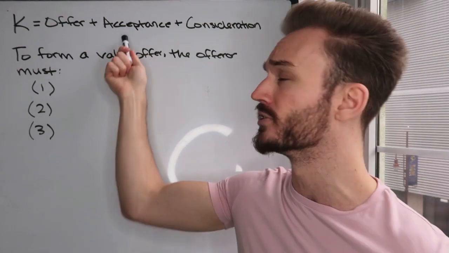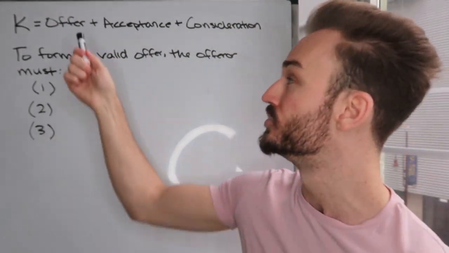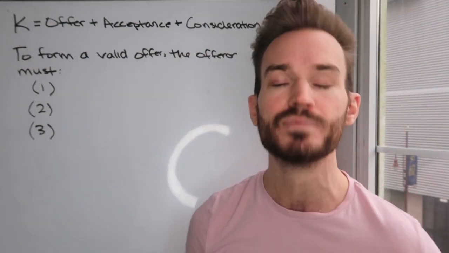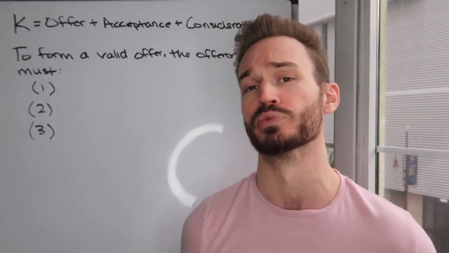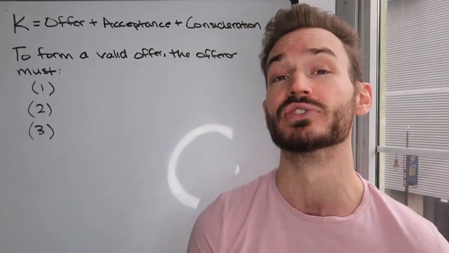Sometimes you'll hear offer and acceptance referred to as mutual assent between the parties. All that means is that you have an offer and acceptance of that offer. You add in consideration, you're going to have a traditional enforceable contract. But in today's video, we just want to focus on this first requirement, which is the offer.